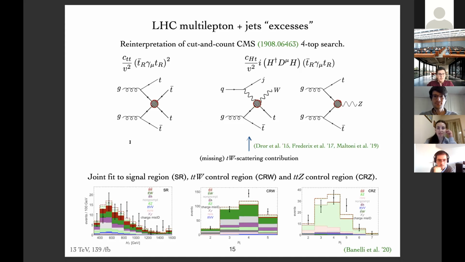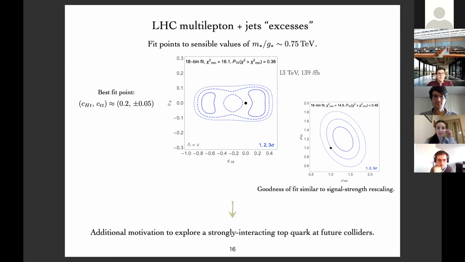So let me remark that both ttW and ttZ are very important in searches for four-top production, since they constitute the main irreducible backgrounds in the same-sign dilepton channel. So we performed a joint fit to the four-top signal region, as well as the ttW and ttZ control regions shown here, with the pre-fit number of events, experimental data, and including the best fit point for the BSM contributions. The summary is shown in this plot with 1, 2, and 3 sigma contours in the plane of Wilson coefficients. The best fit point suggests a non-vanishing value of C_Ht with a 2 sigma preference, and even if with less confidence, a non-vanishing value of the four-top operator.